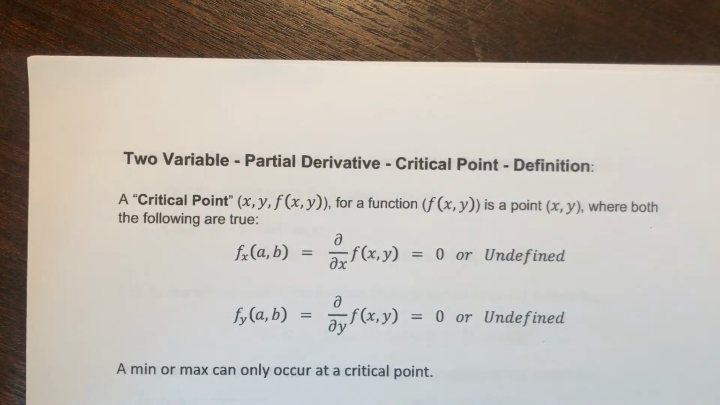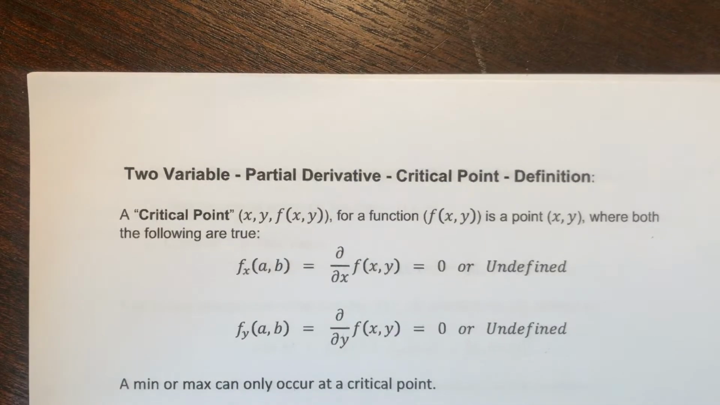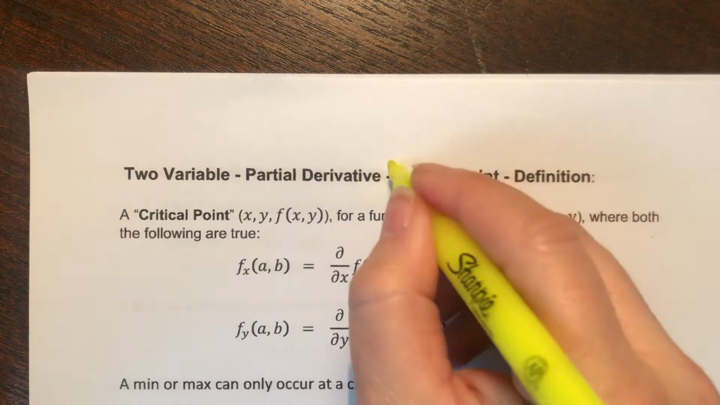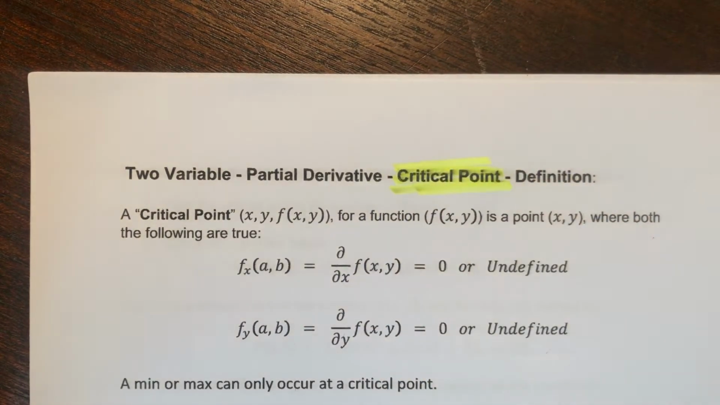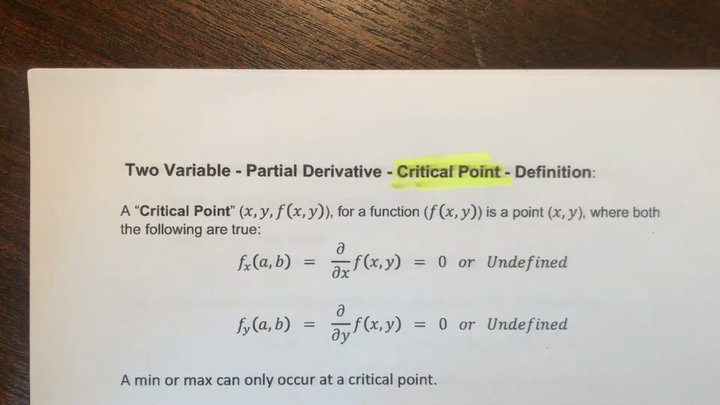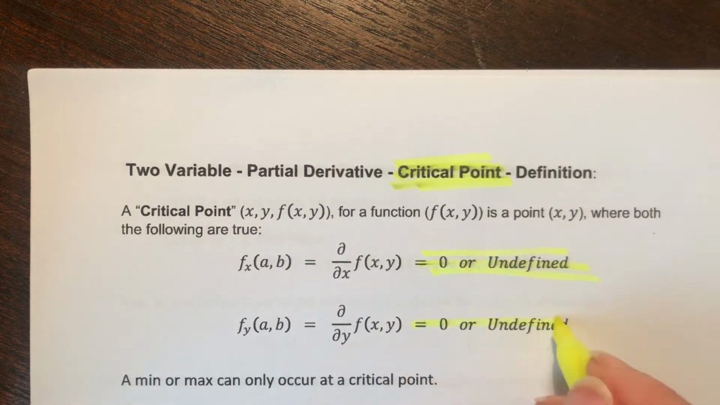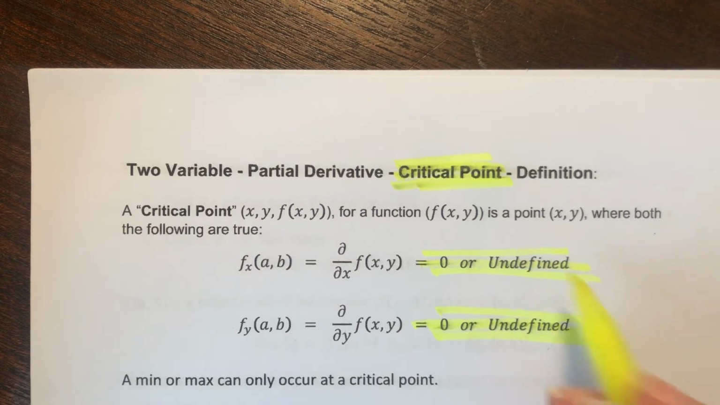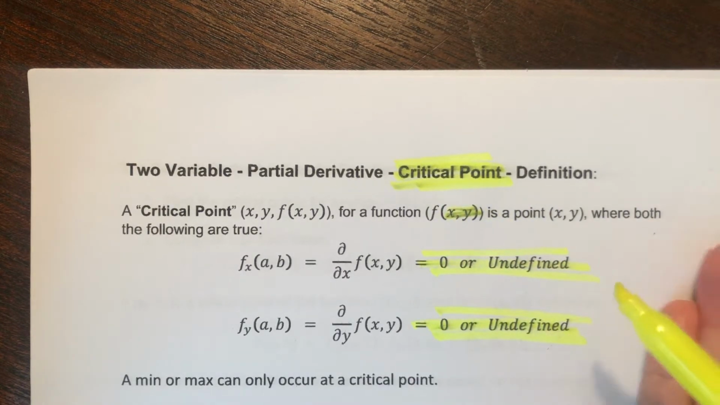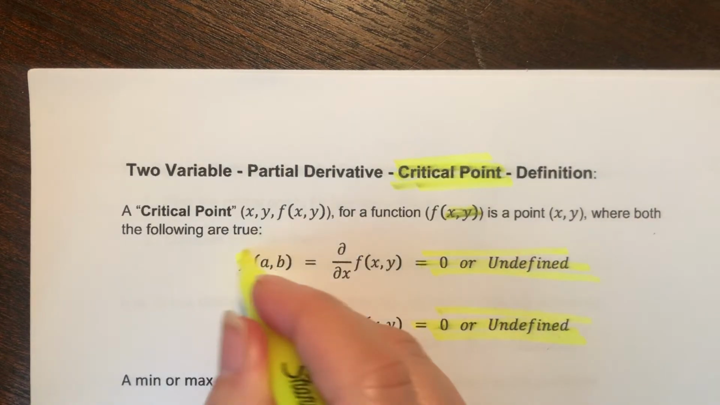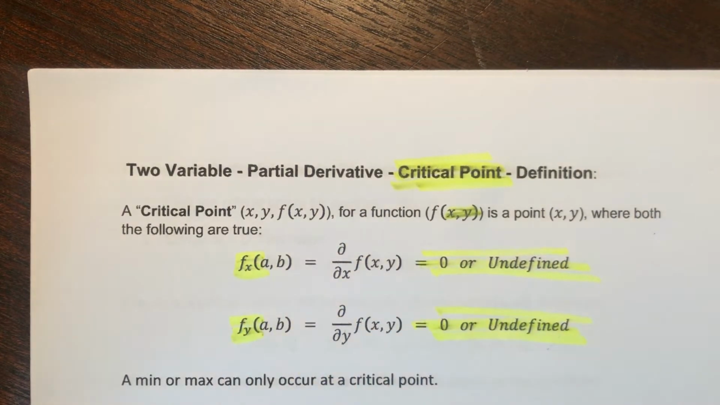Okay. What is a critical point? Same exact thing that we learned in chapter 2. A critical point is where what? The derivative is equal to 0 or it's undefined, except if you have a function of 2 variables, how many first derivatives will you have? You will have 2 first derivatives.